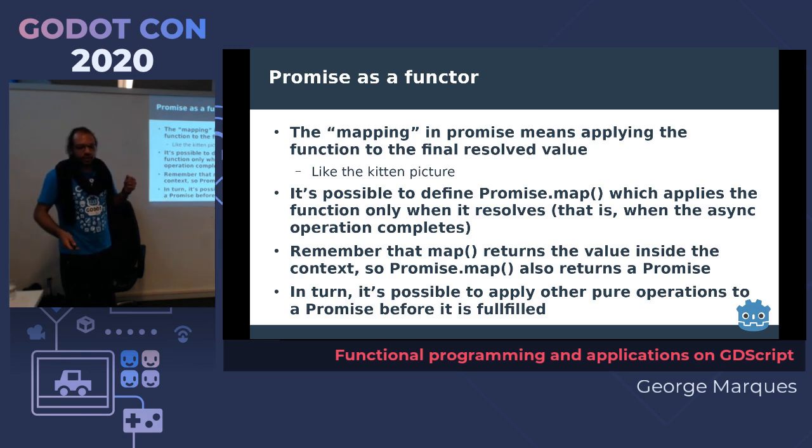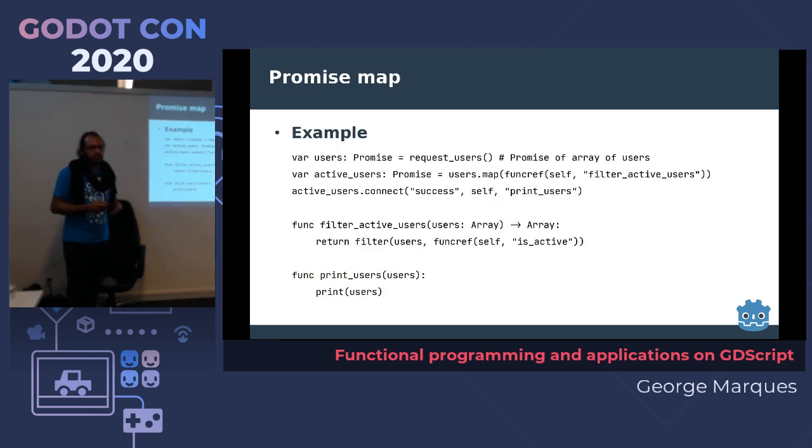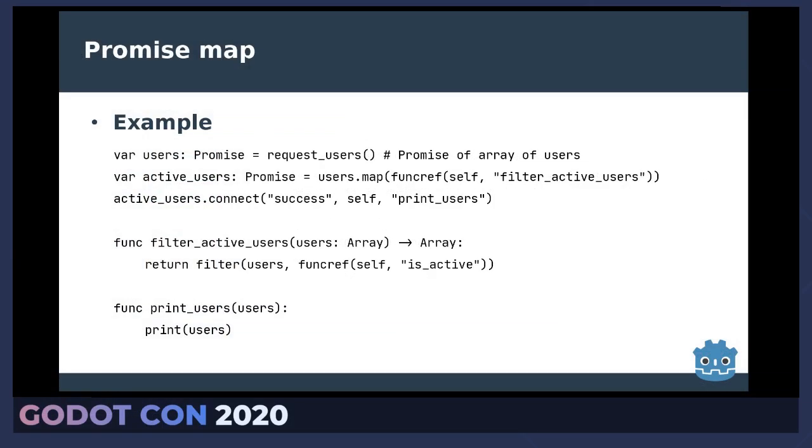So essentially, you can apply pure functions to the promise value without having to worry about the side effects of the promise itself. For example, take this implementation of mapping in a promise. You can request users, but this can be a file system operation that may take some time, or maybe a web request. But then you can map this function, filter active users, with this isActive function.